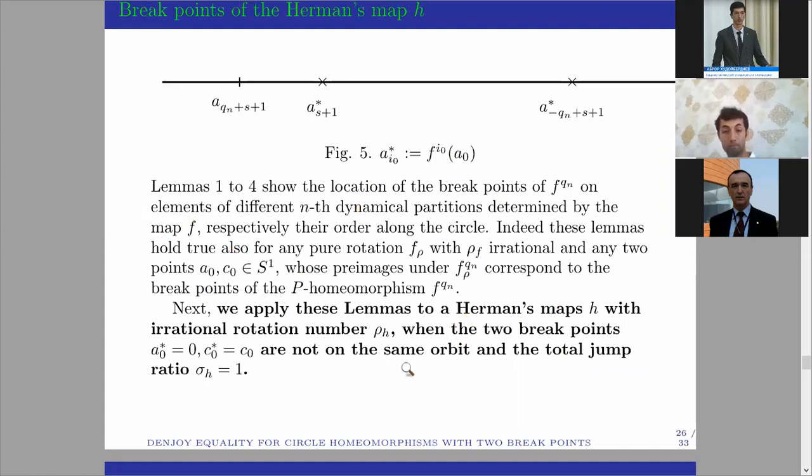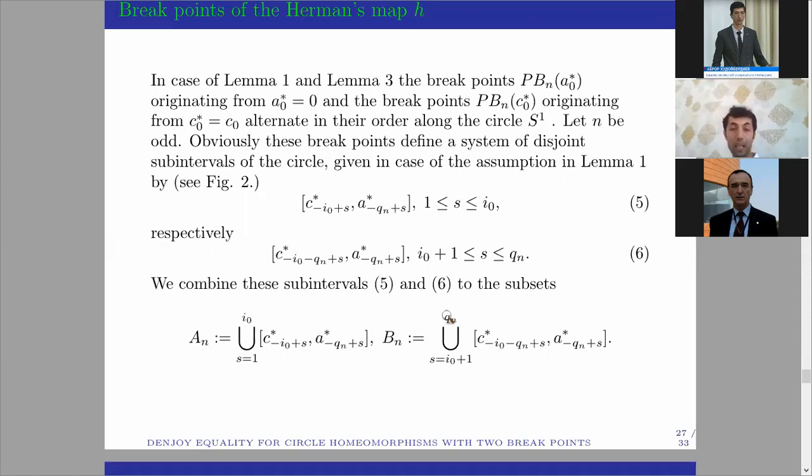Now we apply all the lemmas to Herman maps, to piecewise linear homeomorphisms with irrational rotation number ρ, when 2 breakpoints A0 and C0 are not on the same orbit and the total jump is equal to 1. In the case of lemma 1 and lemma 3, which are case 1 and case 3, the breakpoints originating from A0 and the breakpoints originating from C0 alternate. They alternate in their order along the circle.